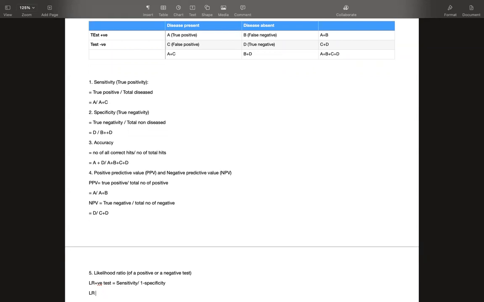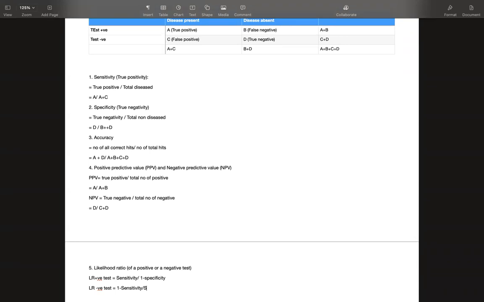Similarly, when we solve questions, you will have an idea of what these things are. The likelihood ratio of a negative test: the sensitivity would always be on the top, just remember this thing. But this time it would be 1 minus sensitivity divided by specificity. Always remember, for likelihood ratio, the sensitivity will always remain on the top.